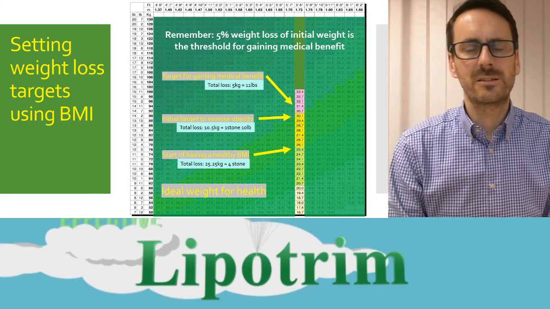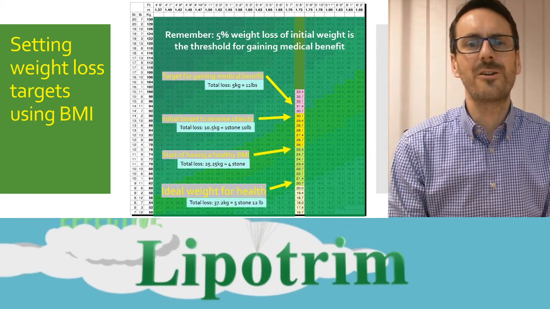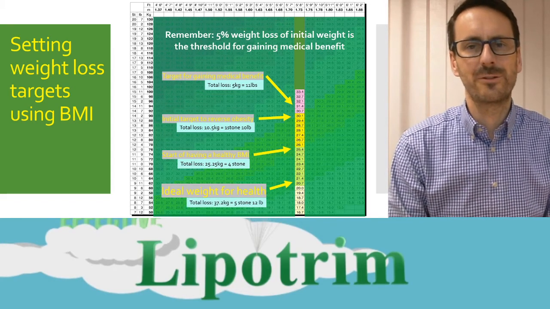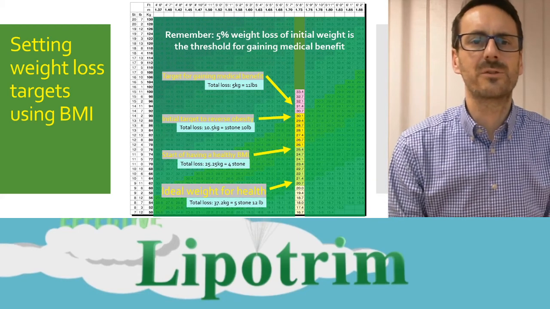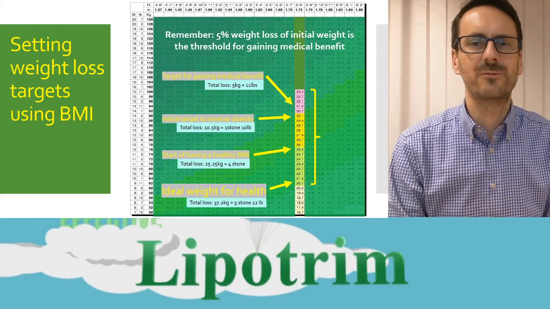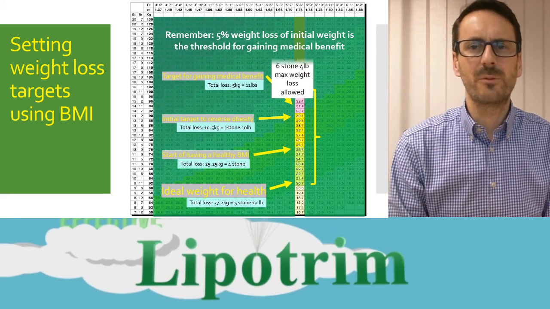Now, an ideal weight for health. We've already looked at this on the previous charts, whether it's for type 2 diabetes or as a general population. The ideal place to be for your health is at a BMI of around about 21, and this would take a total loss of around about 37 kilos, or just under 6 stone. For this individual patient, then, we've got a big picture ahead of us.